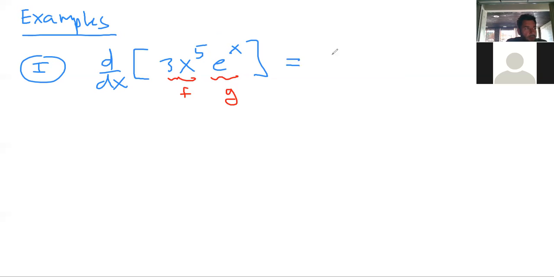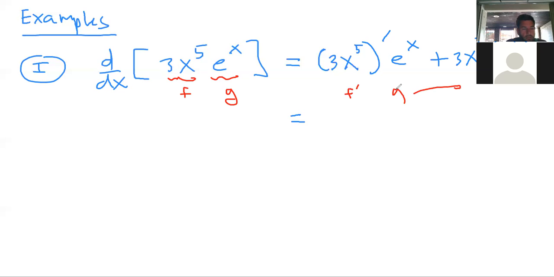So it's the derivative of the first, which I'll switch notations so we're being fair to all the notations, plus leave the first alone and then differentiate the second. And of course, how am I thinking about this? Well, this is, remember, f prime times g, plus f times g prime.